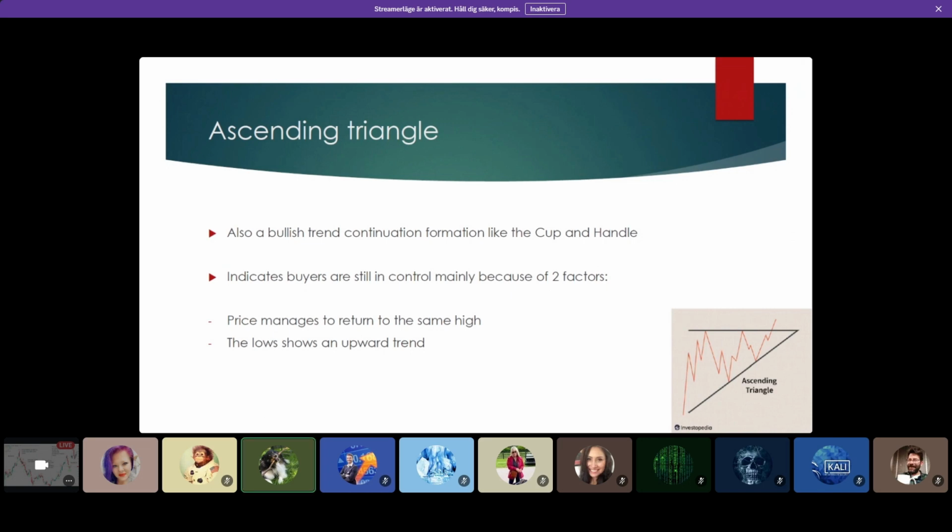But we are going to continue with the ascending triangle. Do you say ascending or ascending? Ascending. Ascending. Thank you. Yeah. I learn something every day in this group.